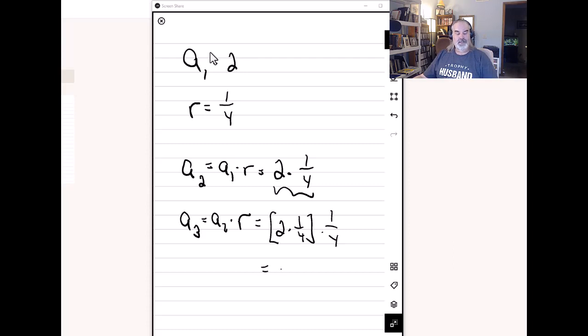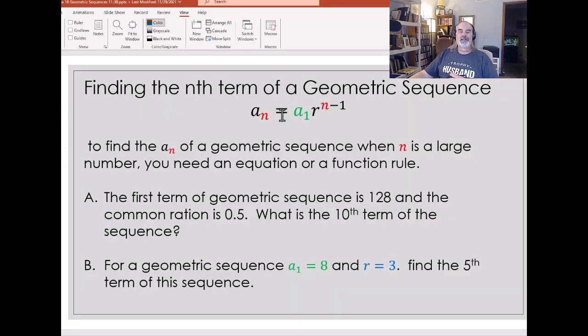And that is 2 times 1/4 squared. If we use this number to produce A4, what we're going to do is multiply by 1/4 again. So the progress through this list is simply stacking up powers of your ratio. And so that's why this formula looks slightly different.